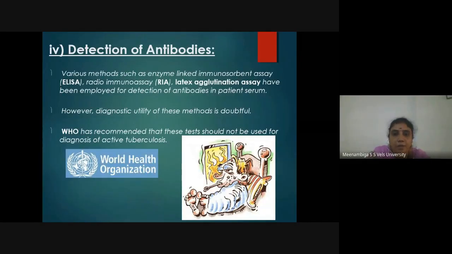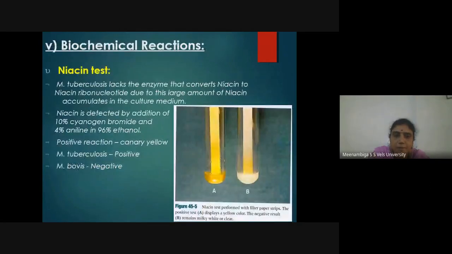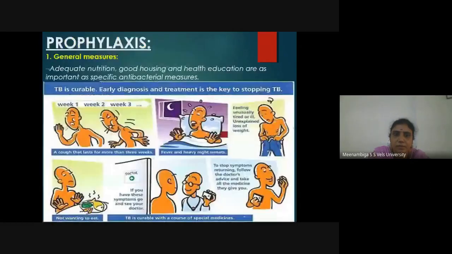Then detection of antibodies. We have detection of antibodies by ELISA, RIA, latex agglutination assay. They will be detecting the antibody test. But WHO has recommended that these tests should not be used for diagnosis of active tuberculosis. For dormant or latent tuberculosis, they can do these antibody tests, but in the case of active tuberculosis, this should not be done. Biochemical reactions are not needed.